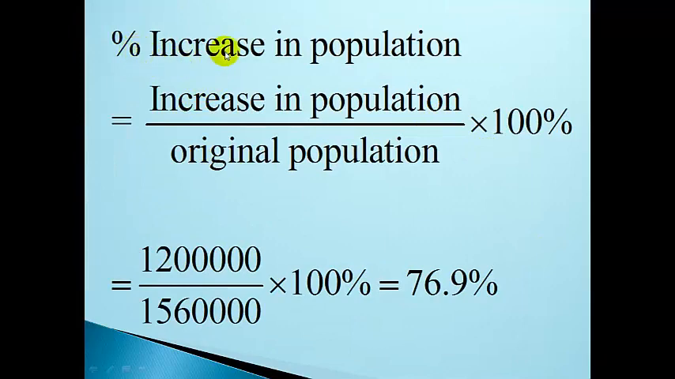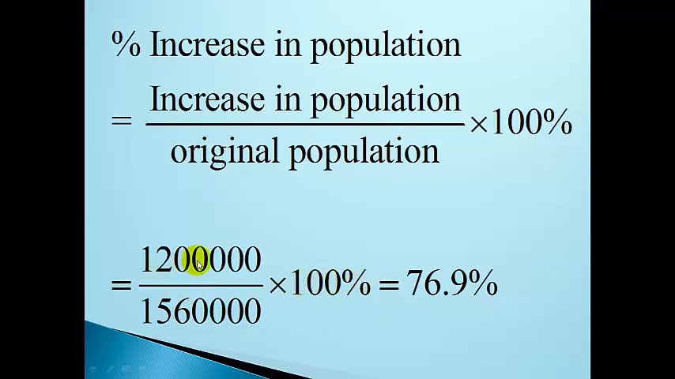Now, percentage increase in population will be the increase in population, that is the change, which is what we've calculated. So percentage increase in population is equal to the increase in the population divided by the original population times 100%. Now, increase in population after calculation gave us 1.2 million, that is 1,200,000, divided by the original population, which was 1,560,000. So we multiply the answer by 100%.